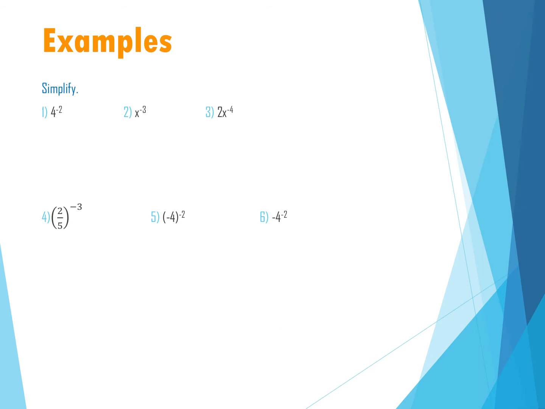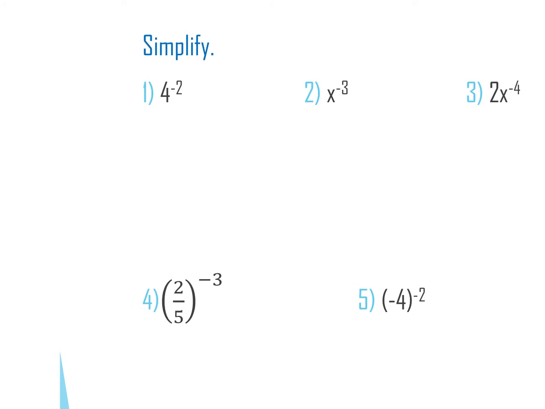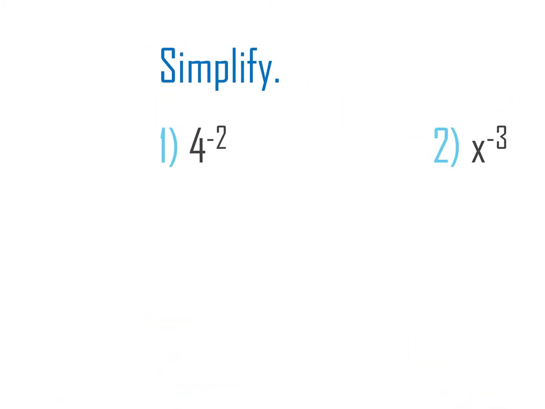So the first one, we have 4 to the negative 2 power. If you want to think about it as the reciprocal, we could add a 1. And now we think reciprocal, flip it, and it's 1 over 16. Just remember, as soon as you identify that your exponent is negative, this is turning it into a fraction. It's not making the number negative.